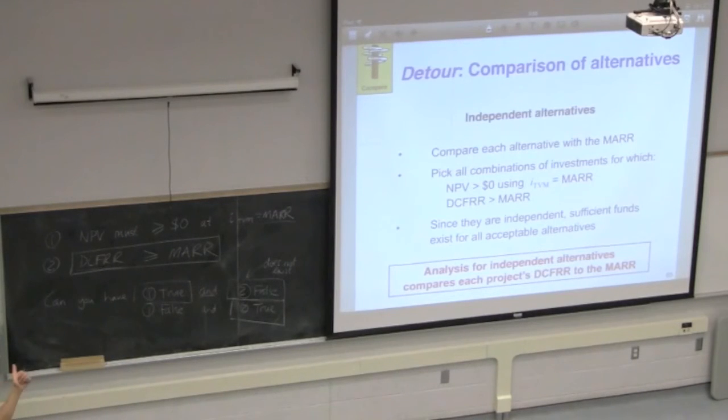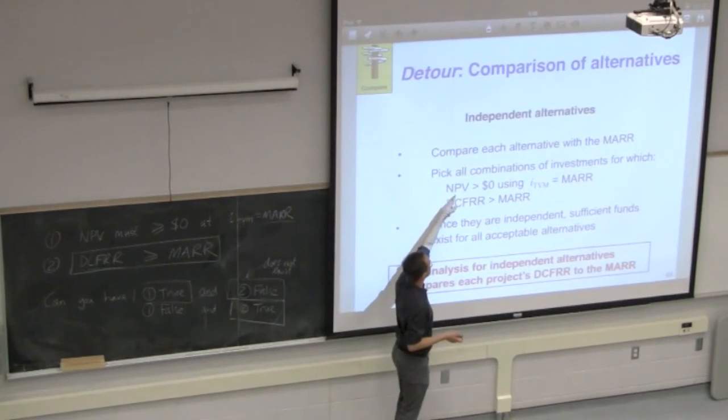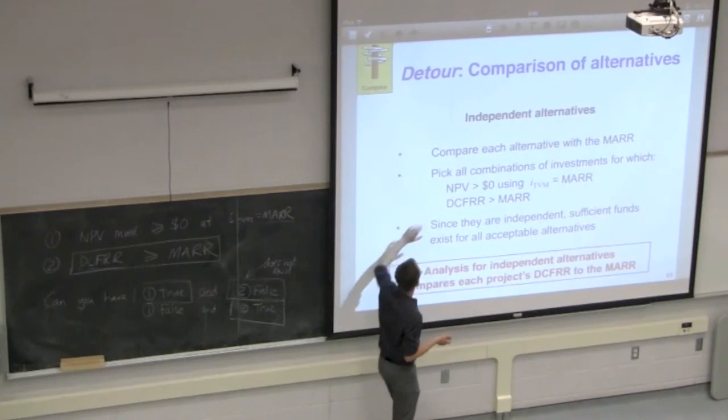I can invest some of it in A, some of it in B, or I can invest it in do nothing, or I can split it through all three projects in some way. What companies will do then is they will pick all the possible combinations of investments that lead to these criteria. And that's what we have up here.